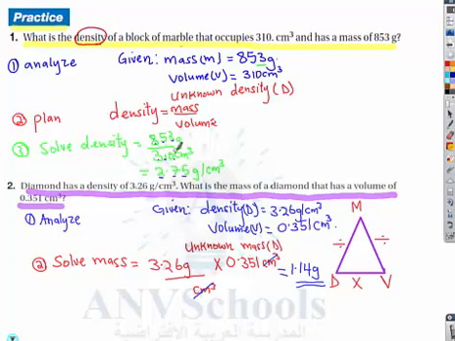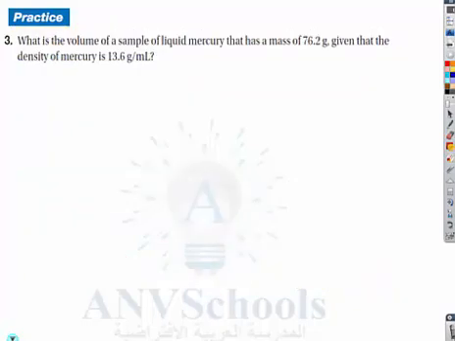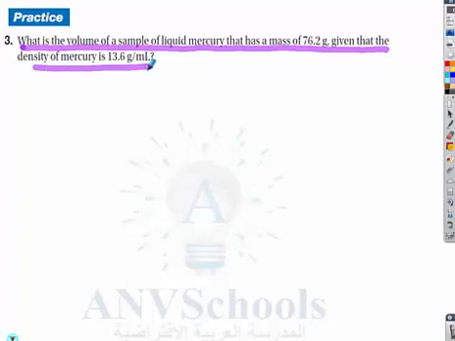But before we go into formative assessment, we will answer question number 3 that we were doing in the practice questions of density. The question reads, what is the volume of a sample of liquid mercury that has a mass of 76.2 grams, given that the density of the mercury is 13.6 grams per milliliter.